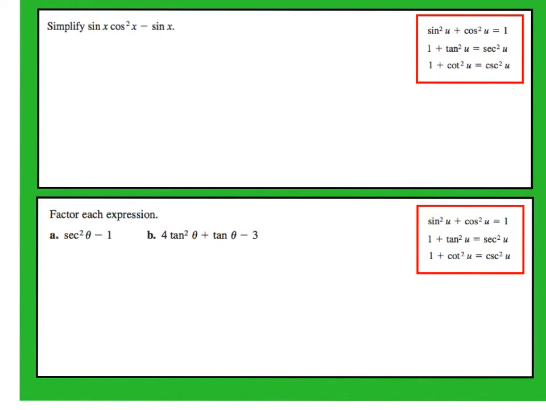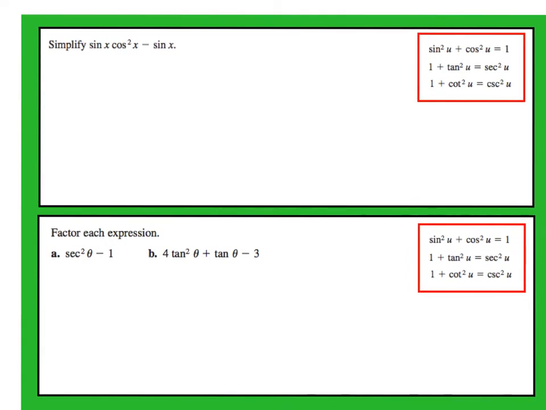So now I'm going to simplify sine cosine squared minus sine. All right. So now I'm going to simplify these. You guys did these in Algebra 2, and we're going to do them again in pre-calc. So what could we do to this sine x cosine squared x minus sine x?